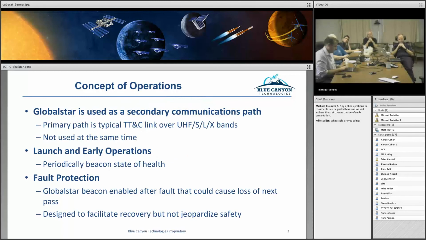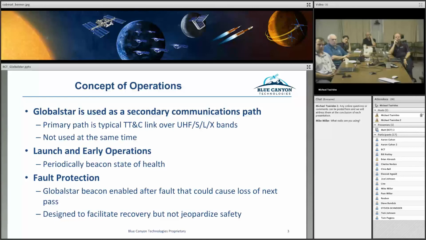The primary plan for Globalstar usage is in LEOP, launch and early orbit. The plan there is, once we come off the launch provider, to periodically beacon state of health information to help with the whole LEOP process. We also implement Globalstar beaconing as part of our general fault protection design. We enable it after any faults that could cause a loss of the next pass, with the intent to help recovery from anomalous situations more quickly.